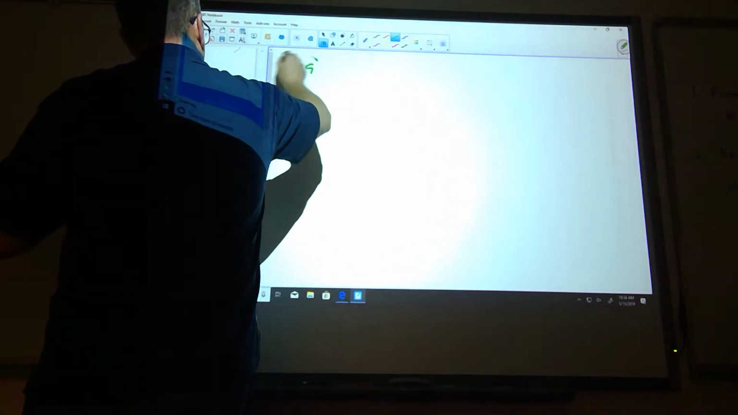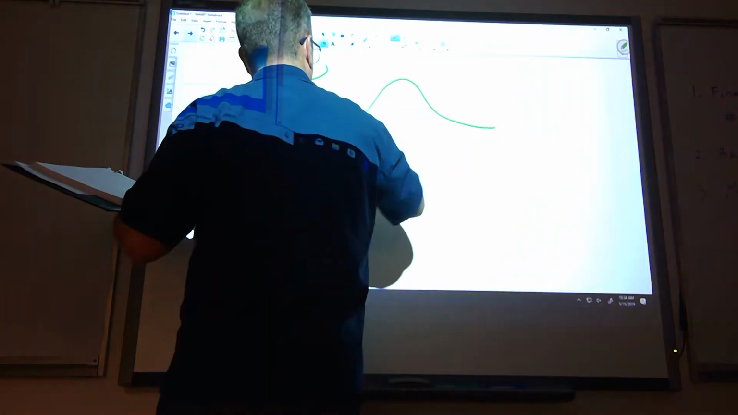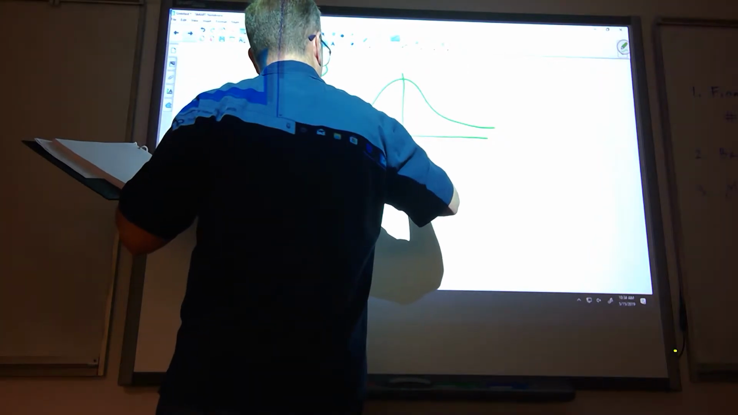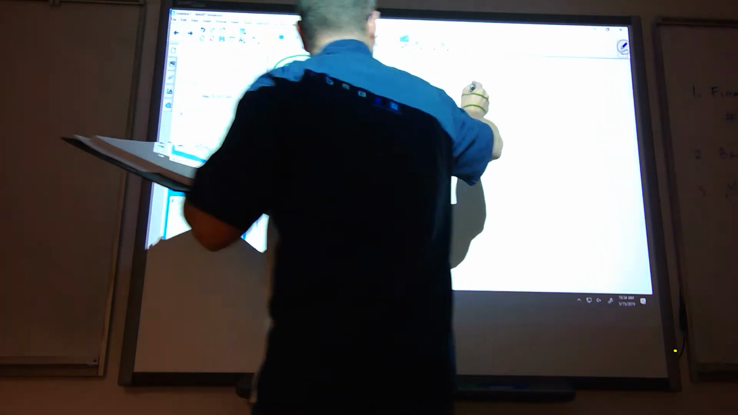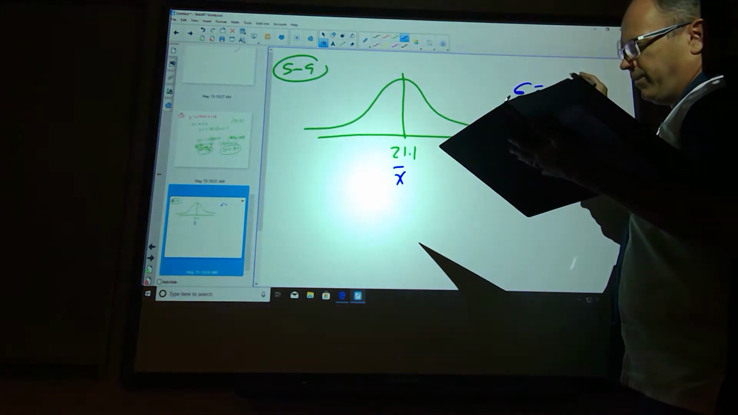5 through 9. So I'm just going to draw the normal distribution curve. They're saying 21.1, that's the mean, and a standard deviation of 5.1.